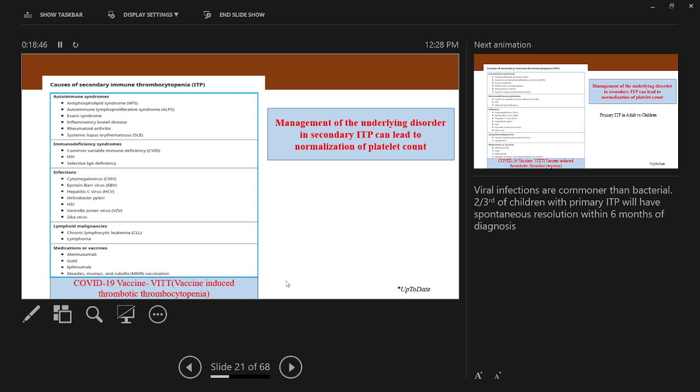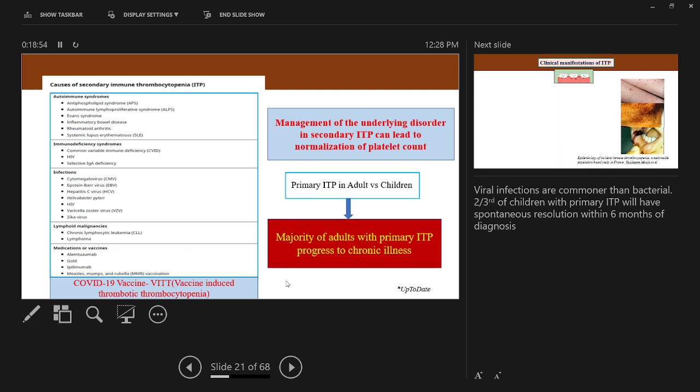So management of the underlying disorder in secondary ITP can normalize the platelet count. And the difference between primary ITP presentation in adults versus children is that the majority of adults with primary ITP progress to chronic illness, whereas two-thirds of the children with primary ITP actually have a spontaneous resolution within 6 months of the diagnosis.